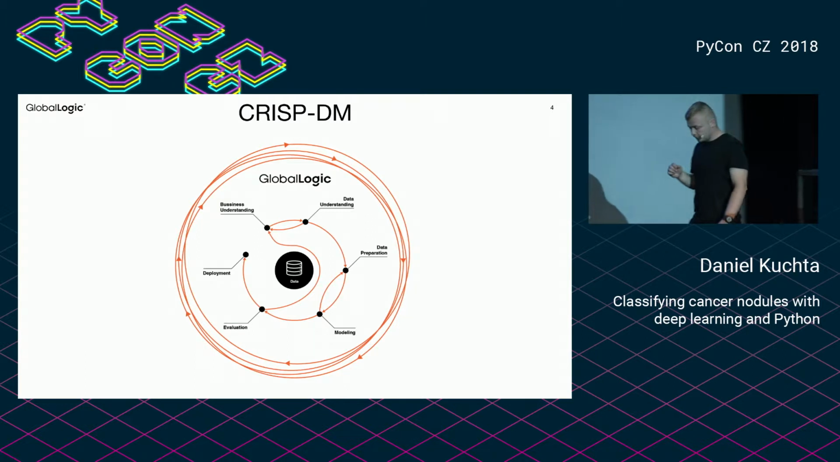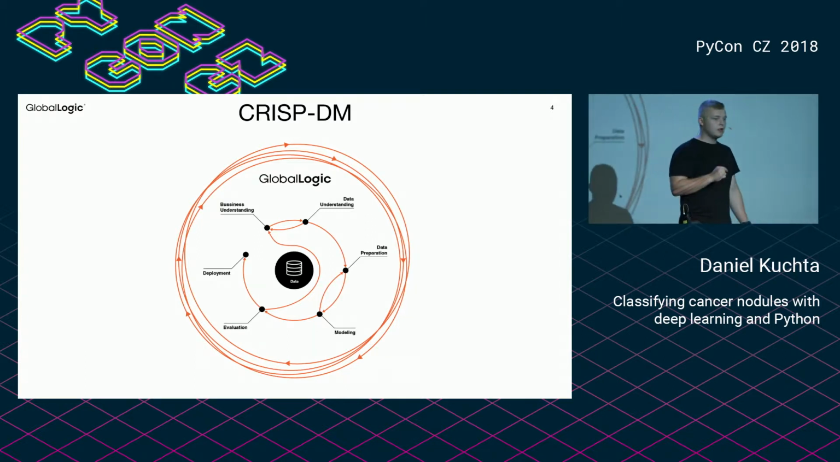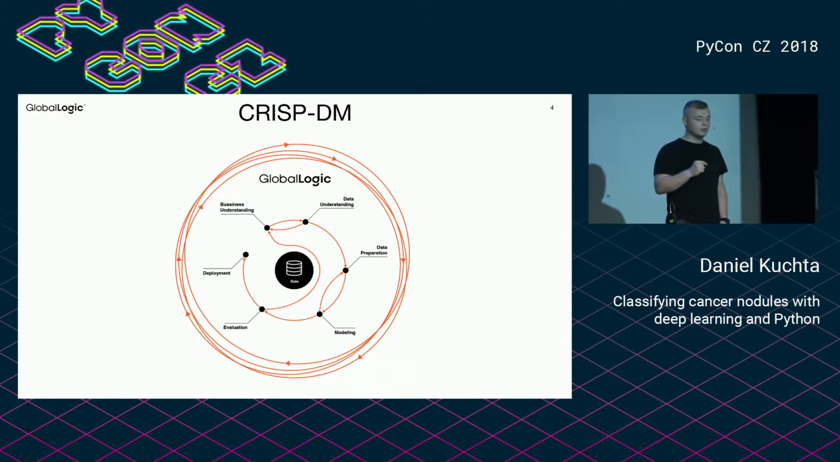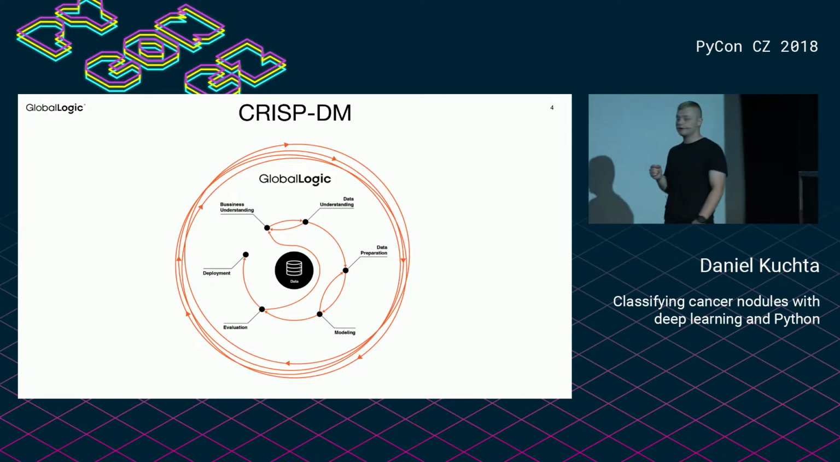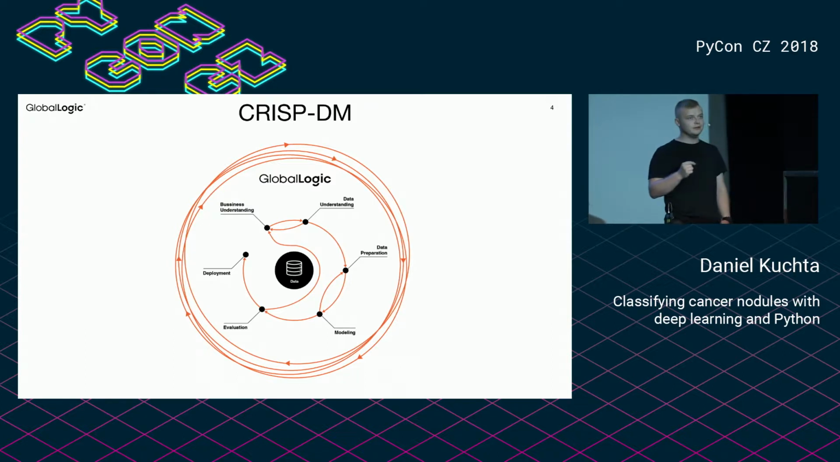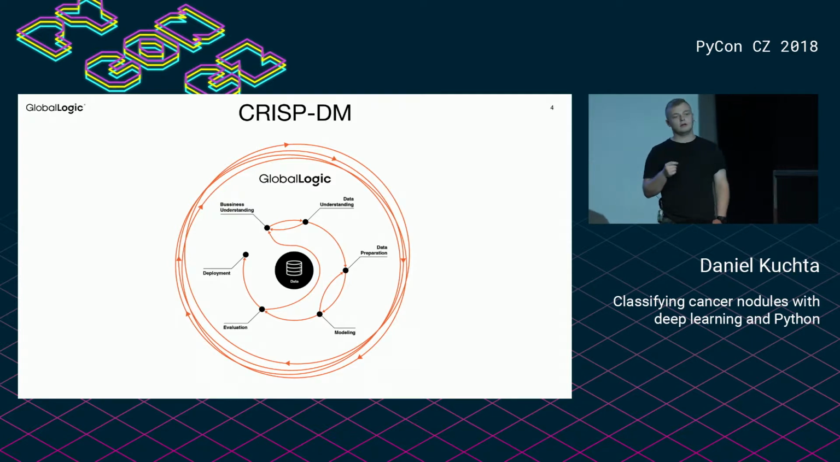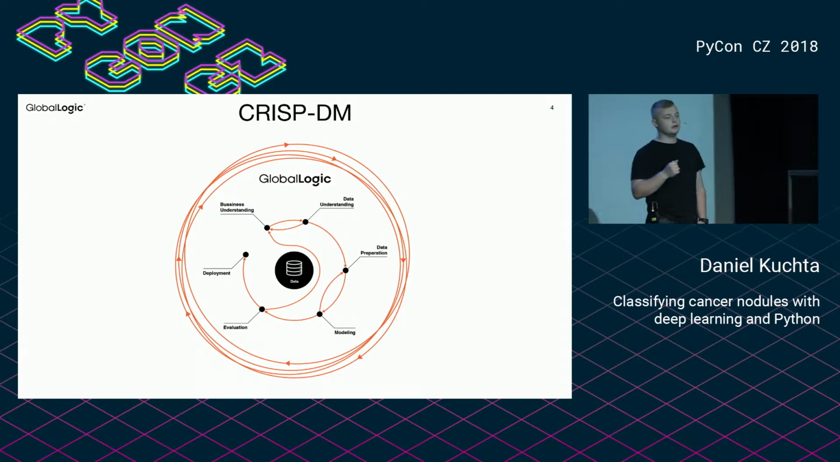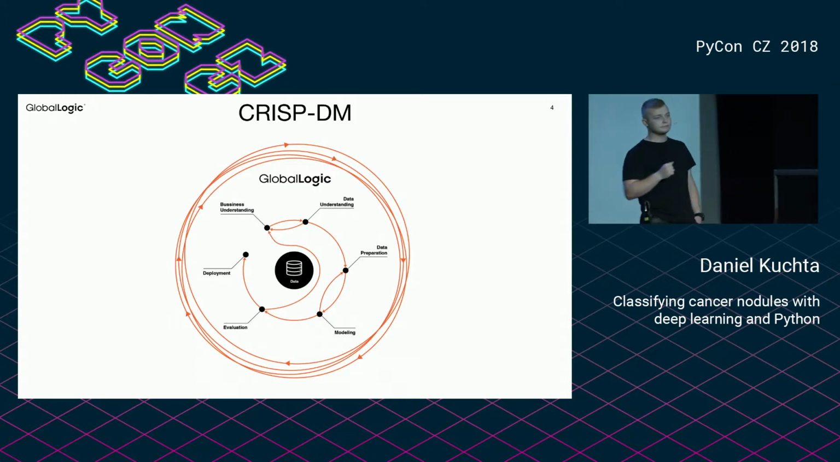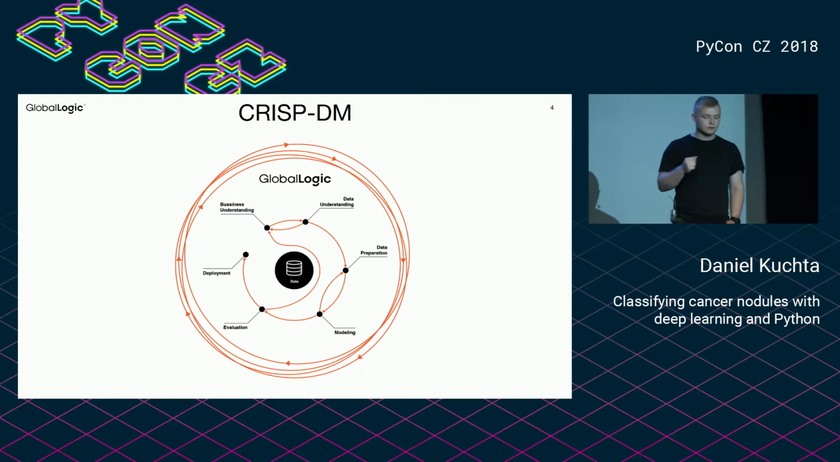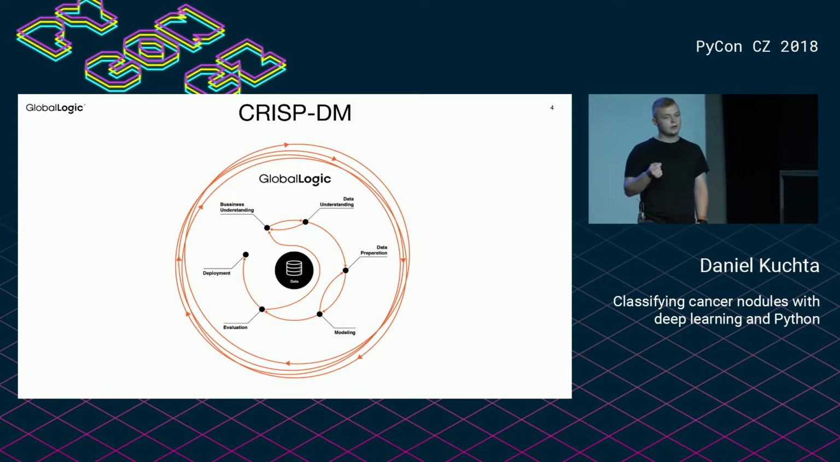Yeah, so before I dive into the technical part, I want to tell you a little bit about processes. What we use in GlobalLogic and what's the industry standard is basically CRISP-DM, which stands for Cross-Industry Standard Process for Data Mining. And it consists of 6 parts. The first one is understanding the business problem we are going to solve, so that when eventually we have our solution, it's just gonna fulfill all of the requirements of our client.